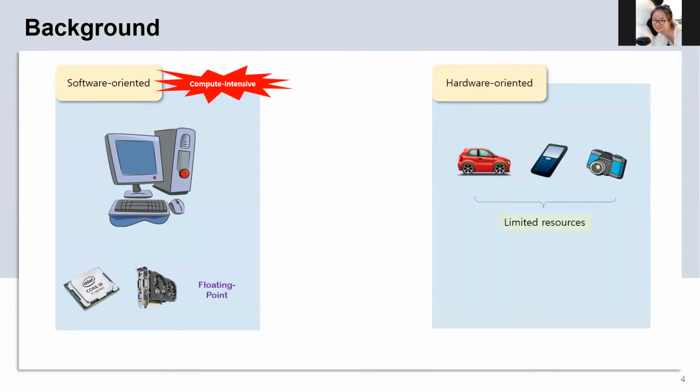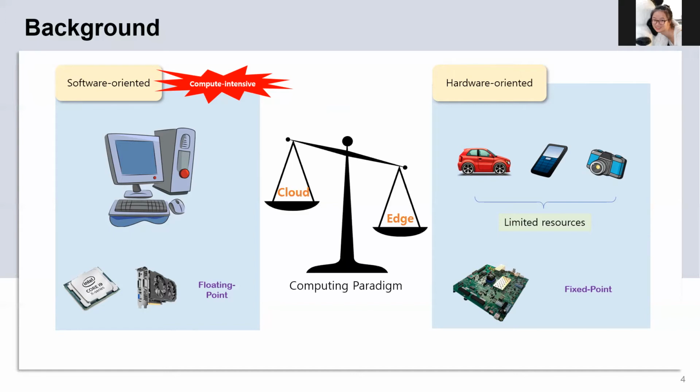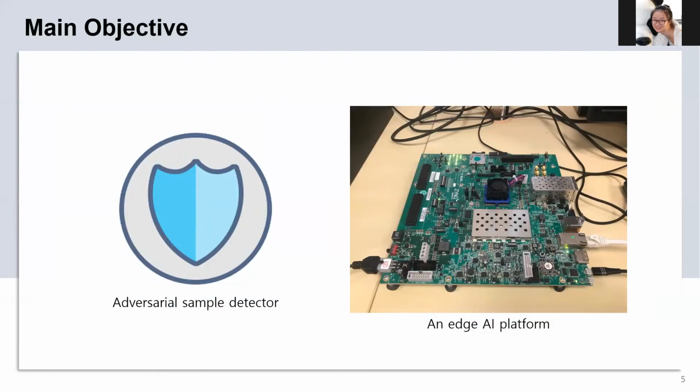Hardware-oriented methods focus on resource-constrained platforms, where dedicated hardware accelerators are necessary for efficient DNN processing. Fixed-point arithmetic is adopted. Therefore, it is quite hard to adapt software-oriented methods to those resource-constrained platforms. Then, with the computing paradigm shifted to edge, where data are generated and processed locally, it is urgent to work out a hardware-oriented solution that is lightweight enough to be integrated into an edge AI platform. Of course, it should also maintain a good detection performance.